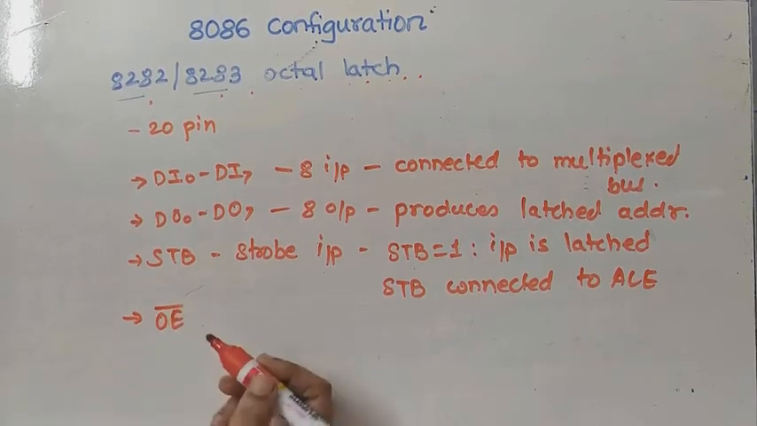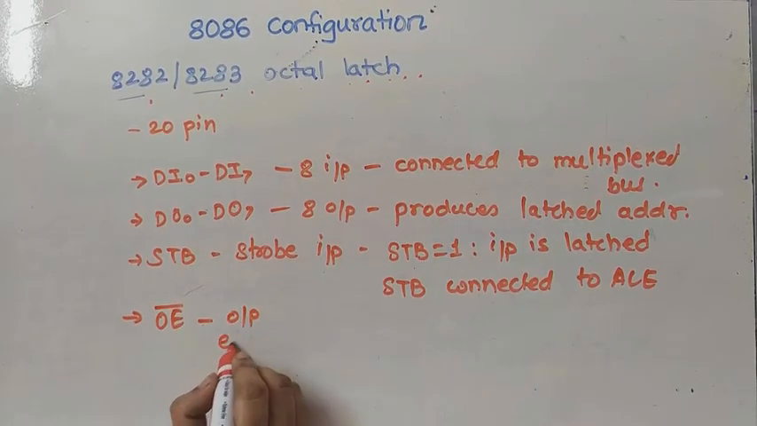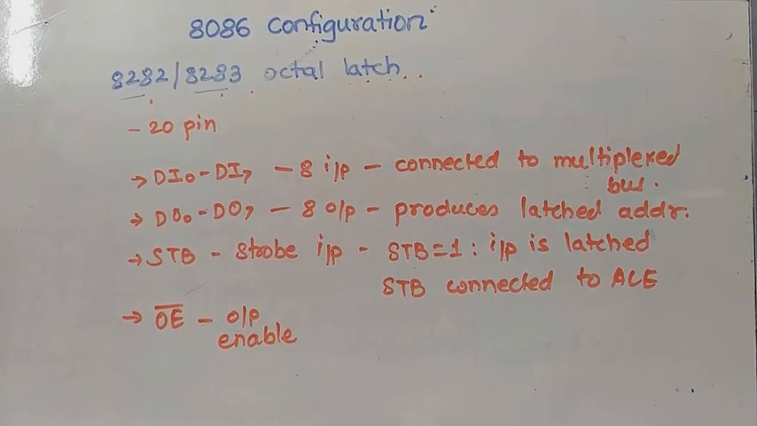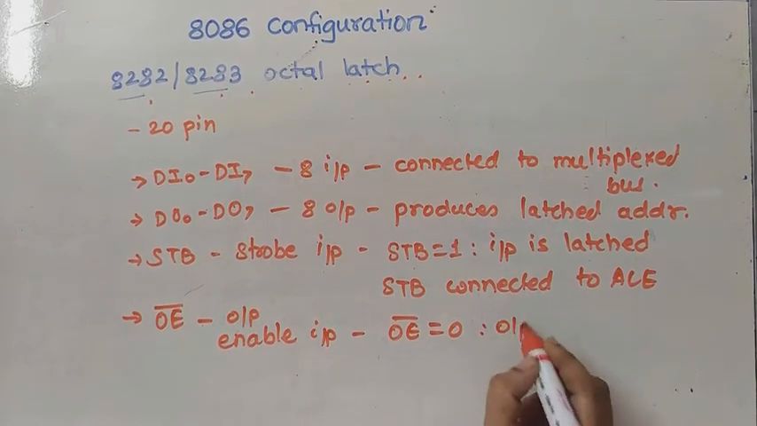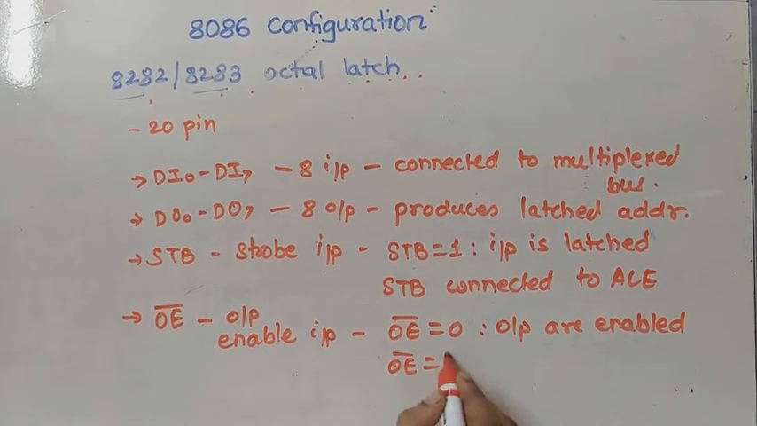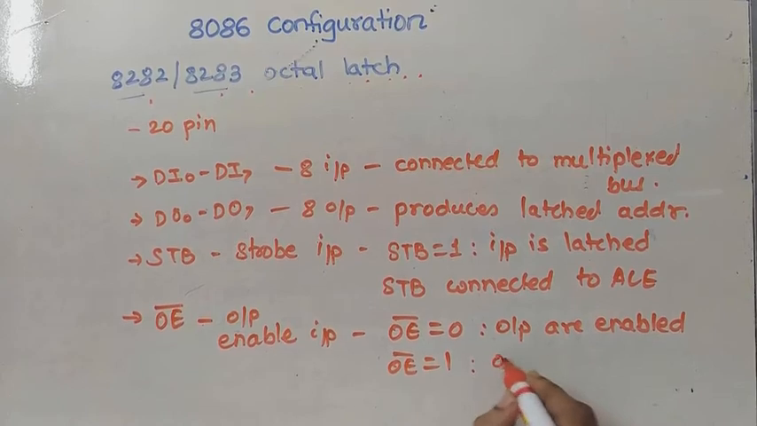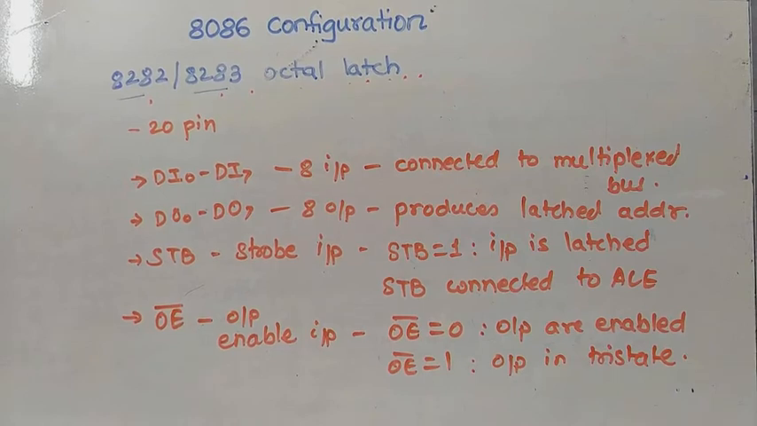After that, the next pin is OE. This is active low. It is an output pin, and it is called enable output. So when this OE bar is equal to 0, then the outputs are enabled, and when OE bar is equal to 1, at that time output is in tri-state. So these are the pin definitions for 8282 as well as 8283.